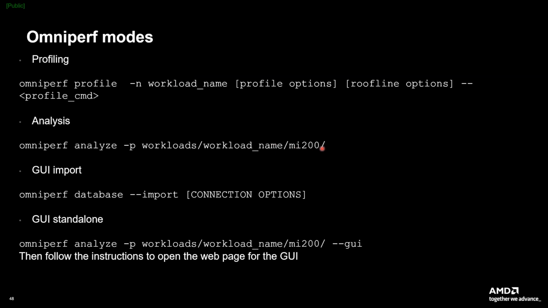And for which hardware? MI200. It will be automatically recognized and we create an MI200 directory, okay? So see the connection of the workload name. And then you can do an optional import, OmniPerf database import, and connection options that I showed yesterday, but these are not public, they are not for all the users, it's more internal. So an HPC site can have its own Grafana database and use it. But there is also the standalone.